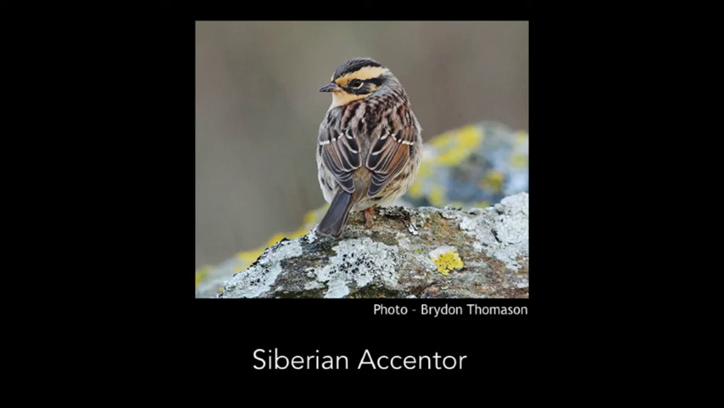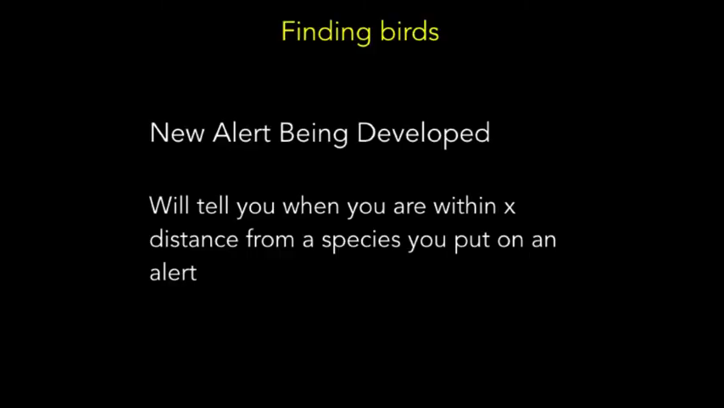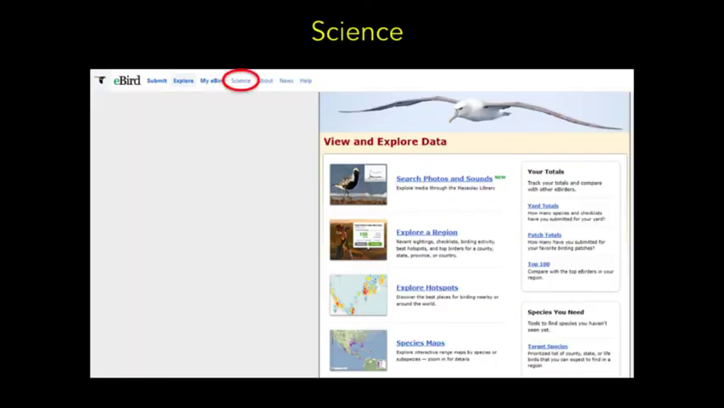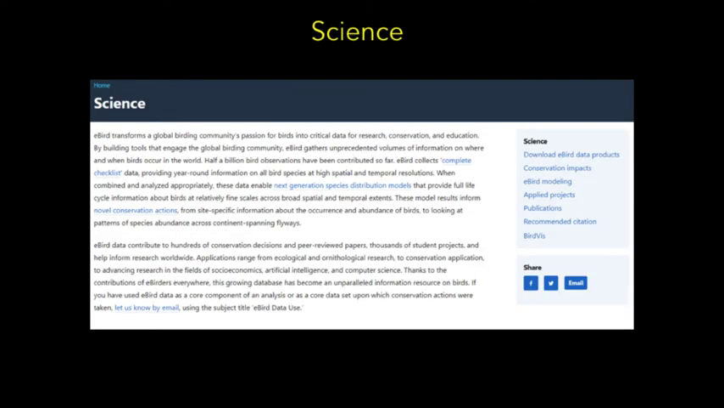Okay, so I already told you about that alert. It tells you when you're within a certain distance of a species you want to see. A little bit more on data analysis on the tab called Science. And they continue to do all kinds of things over here. Just show you the page. Download eBird products. There's certain things that are very cool. I'm going to show you a couple of them. There's some conservation stories, modeling, projects, publications, and bird visualization. And I'll show you some bird viz here in a minute.